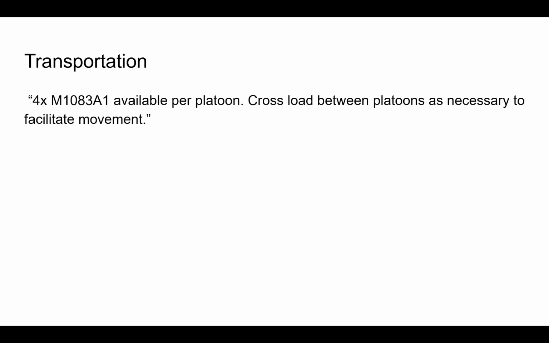So the transportation section could be as simple as, hey, we have four LMTVs available per platoon. Some coordinating instructions here are cross-load between platoons as necessary. We do that all the time with the Blackhawks. Hey, we're going to have four UH-60s available for this operation. Nightmare is going to take these ones. Lancer is going to take these ones. Hey, cross-load if necessary. We already do that pretty well, but this is just the written-in-stone operations order.